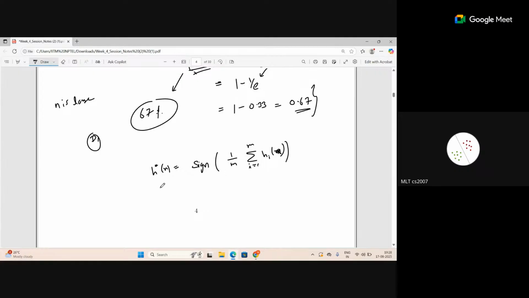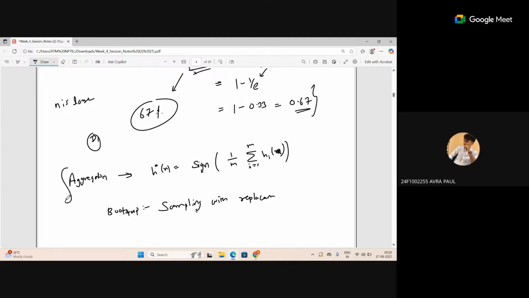So this is bootstrap aggregation. What is bootstrap in this case? Bootstrapping is sampling with replacement. That is bootstrapping, and aggregation is this one. This is the aggregation step.